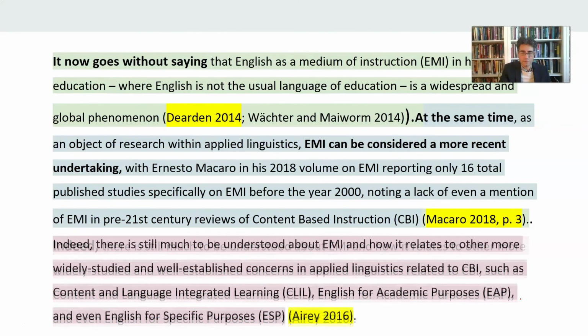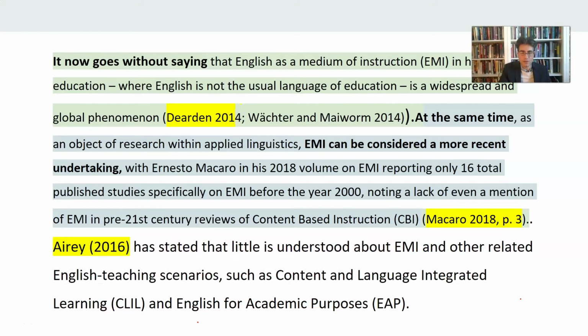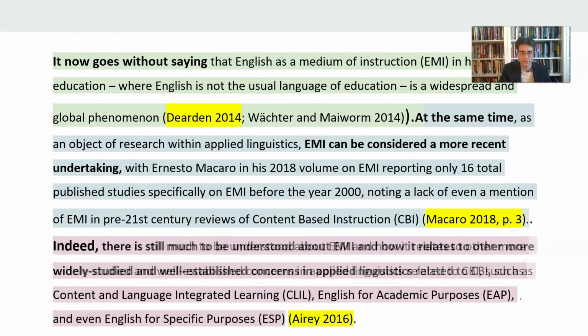If you recall, in the original version, there was no such device. And indeed, you could look at this entire first statement as my voice coming through, because with this statement, indeed, there is still much to be understood about EMI and how it relates to other more widely studied and well-established concerns in applied linguistics. That is basically the most important point that I, the author, want to make in that first paragraph. That was my end goal to begin with, is to make this point.